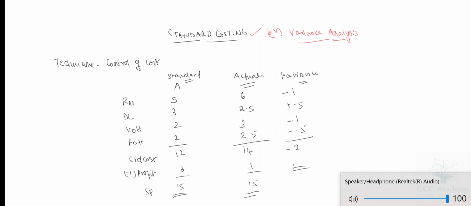Let us assume that for a particular product you are having a standard cost sheet where for every unit of output you are spending raw material 5 rupees, then direct labor 3 rupees, then you have variable overhead as 2 rupees and fixed overhead as 2 rupees. So standard cost per unit is 12 rupees. You are trying to fix a profit of 3 rupees per unit of product. So you are fixing a selling price as 15. Now this becomes a basis for you to operate, and this enables you to fix a selling price also, against which you compare the actuals.